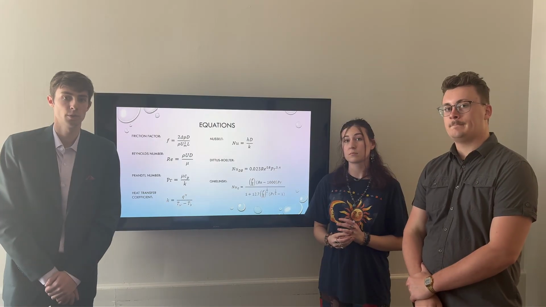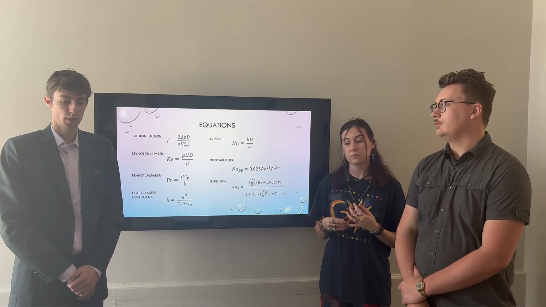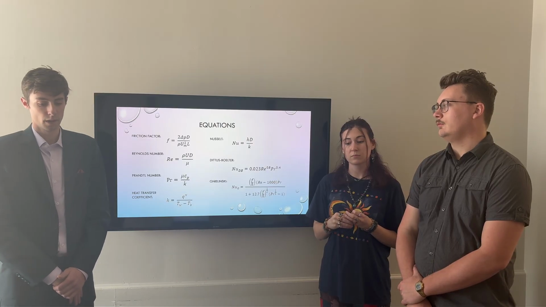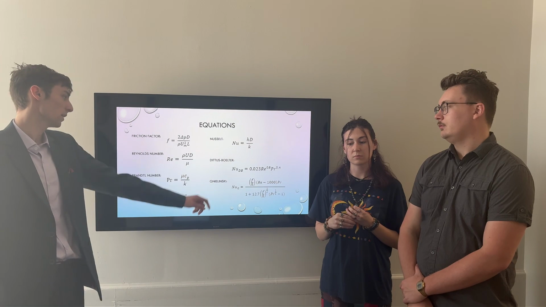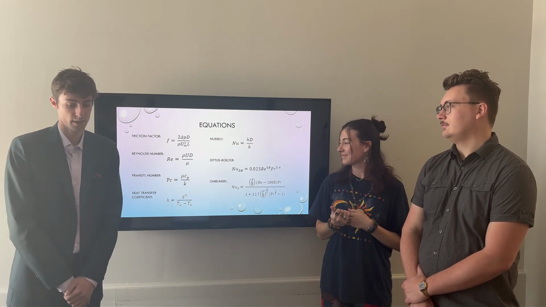Some of the equations we use, we just pulled from this class and other textbooks. We use simple equations like having to figure out the friction factor, the Reynolds number, Prandtl number, the Nusselt number. Also important to note is the Gnielinski number and the Dittus-Boelter number, which we needed in this simulation.